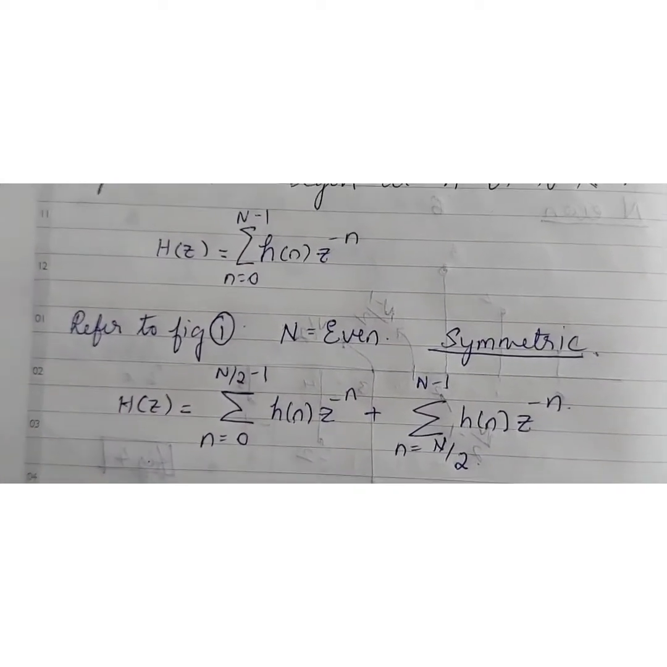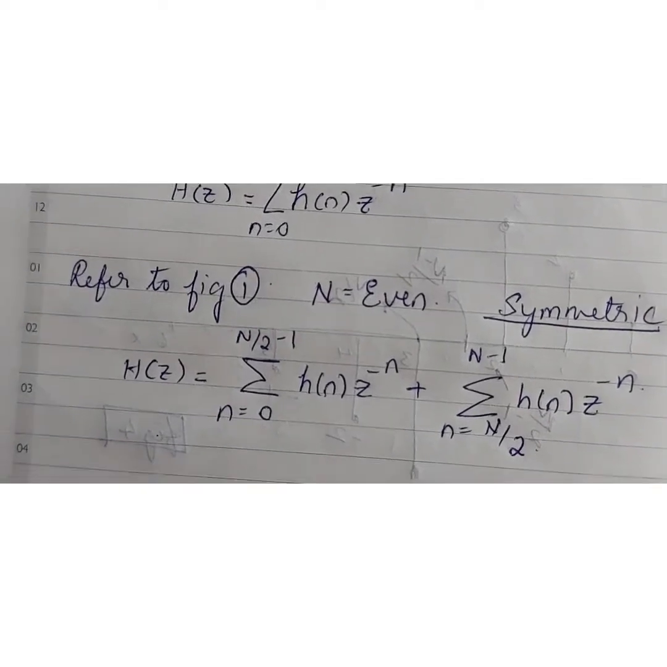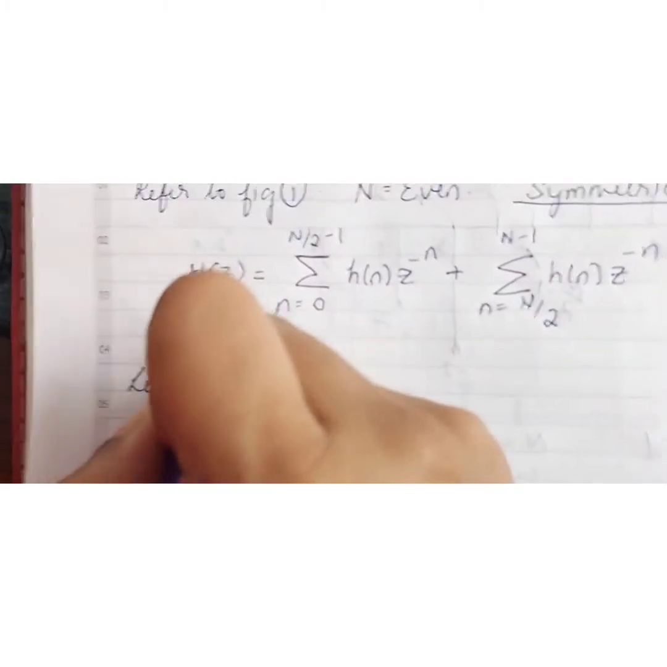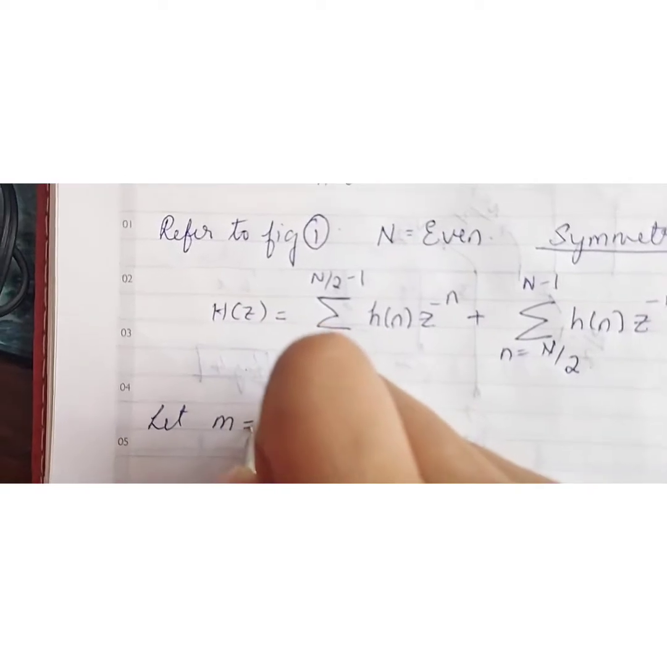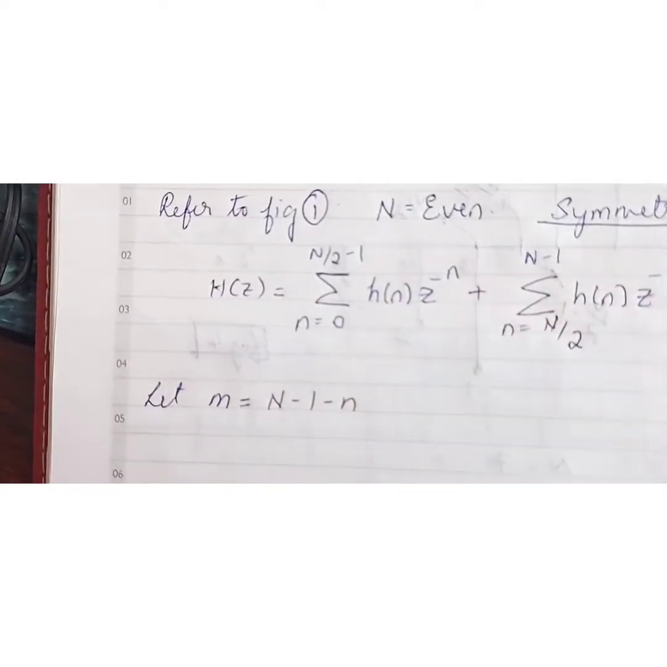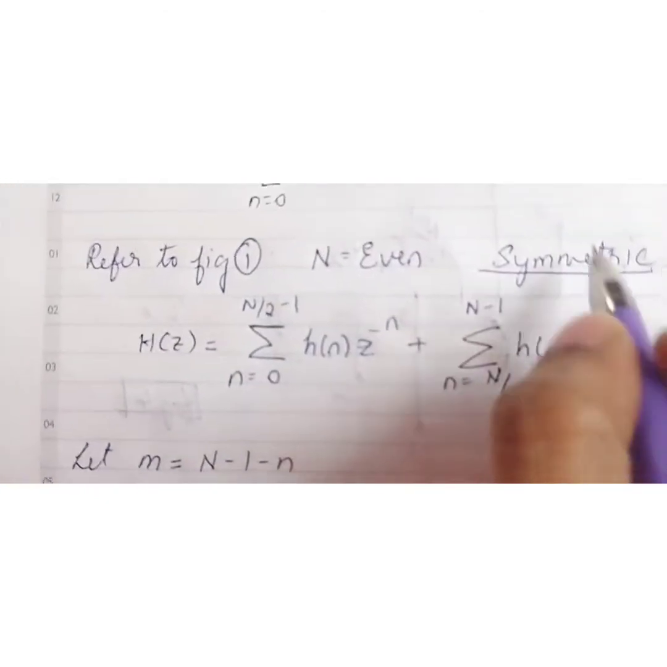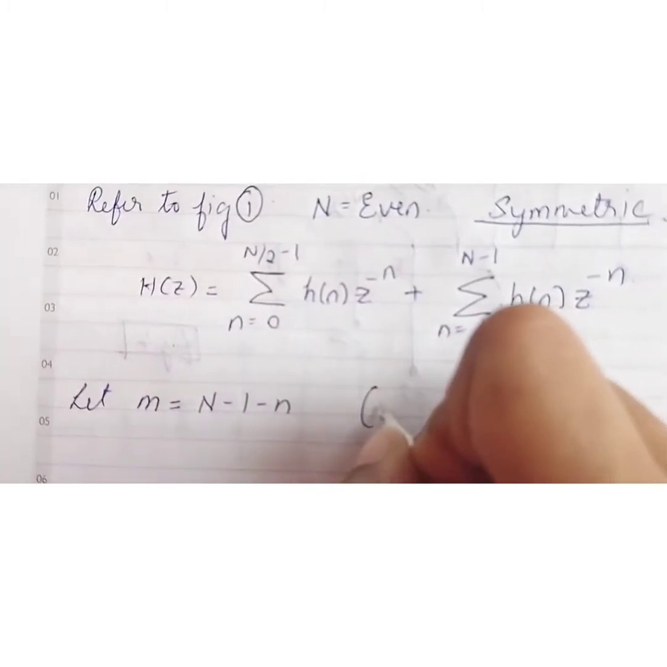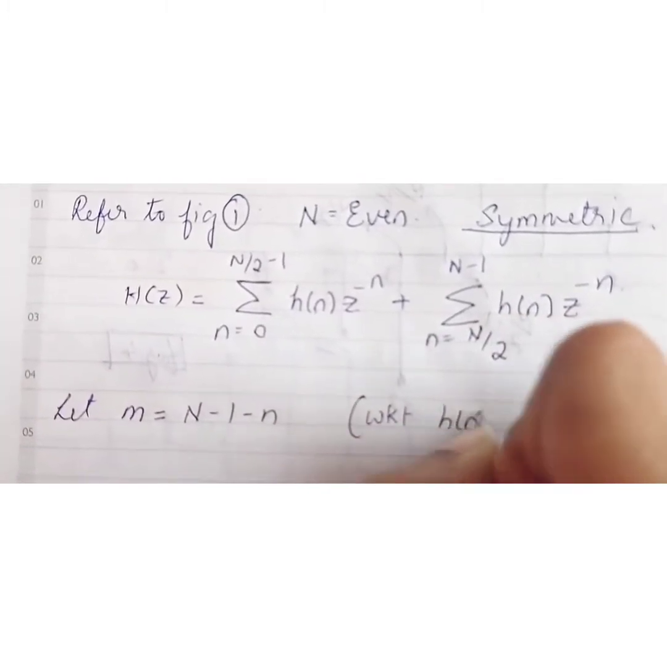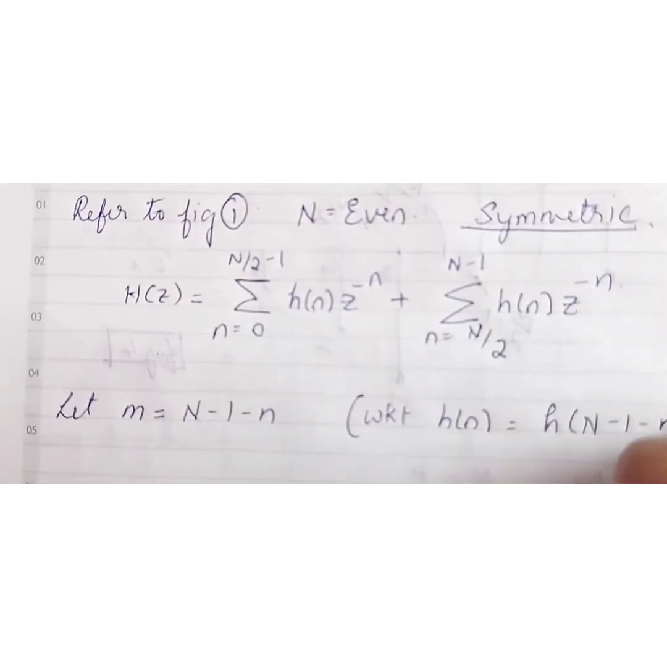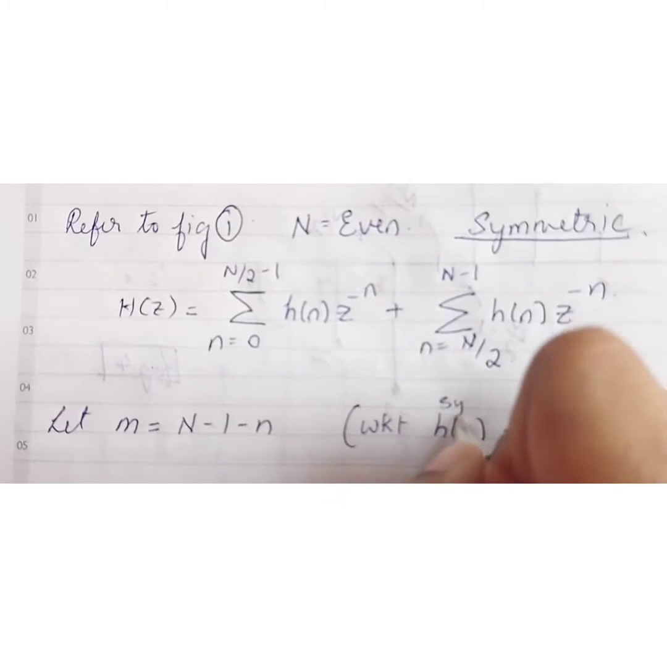Alright, what to do next? Let us assume some dummy variable. Let some m is equal to N minus 1 minus n. Since we are taking the symmetric case, we know that h of n has to be equal to h of N minus 1 minus n, isn't it? This is the case for symmetric.